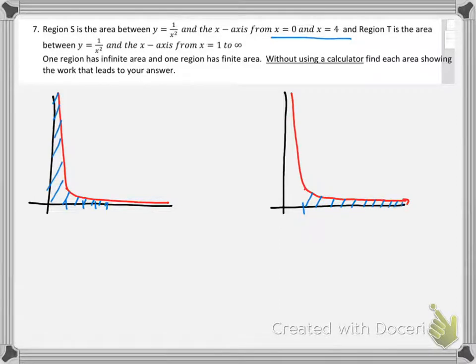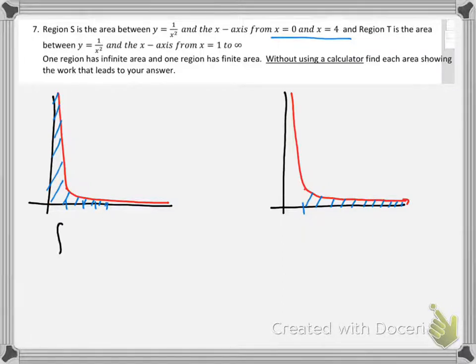And just to look, they both seem like they should be infinite because they either go on forever up or they go on forever to the right. But we know that's not true because the problem has told us one of them is finite and one of them is infinite. And so all we can do without a calculator is go about solving these integrals.